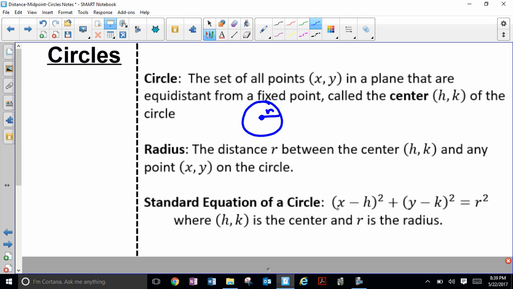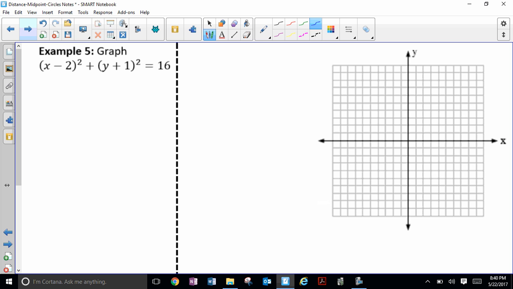The standard equation of a circle, so go ahead and copy this down: (x minus h) squared plus (y minus k) squared equals r squared. This h and k represent the center, and the r represents the radius, but we actually square it to put it in the equation. On this first one, for multiple choice, you would have to pick the graph that's correct. So let's pick out the center and the radius, and that'll help us graph it.